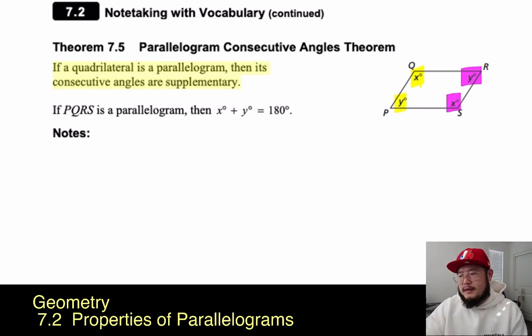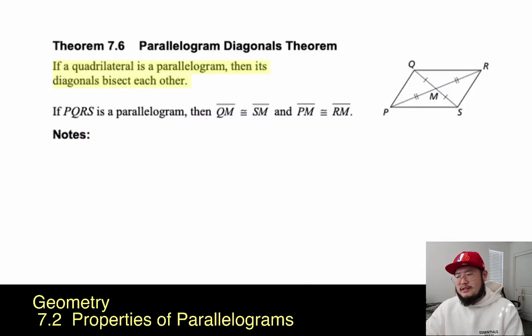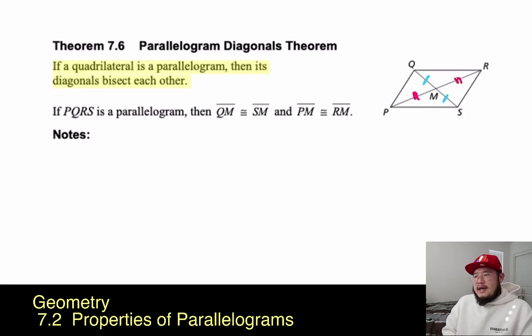Next up, theorem 7.6. Make sure you guys have these theorems all written down in your notes. We have the parallelogram diagonals theorem. And it says if a quadrilateral is a parallelogram, then its diagonals bisect each other. Okay, so you can see right here, they show that QM and MS are congruent to PM and RM. All right, in a parallelogram, the diagonals bisect each other.